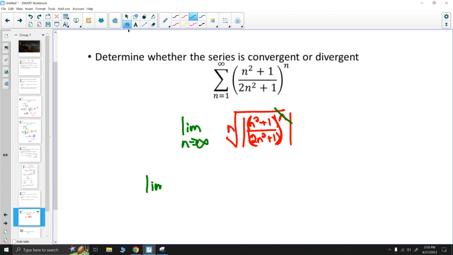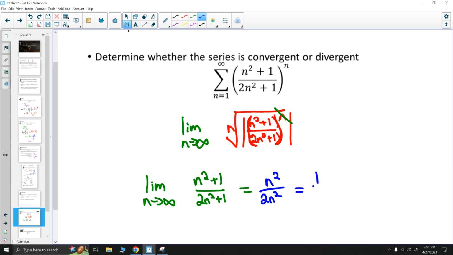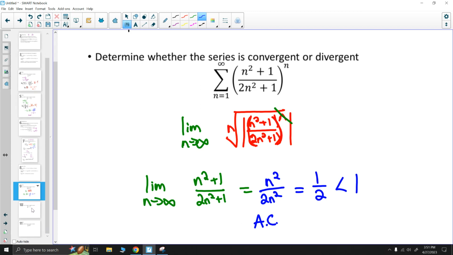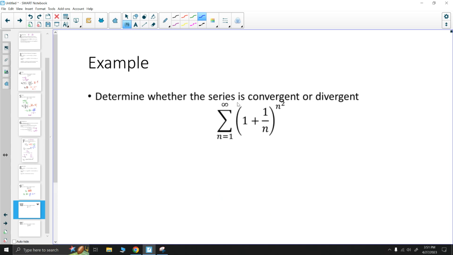So that means that the limit as n approaches infinity of n squared plus 1 over 2n squared plus 1, well, that's just going to be, because of infinity, 1 basically holds no bearing on this top, so it's n squared over 2n squared, which is 1 over 2, which is less than 1, so this converges absolutely. Absolute convergence here. Okay, so let's take a look at another one. Determine whether this series is convergent or divergent.